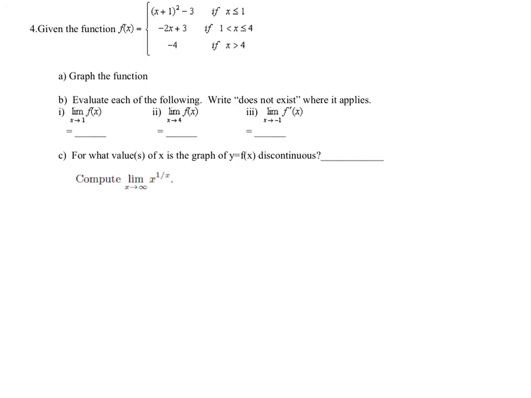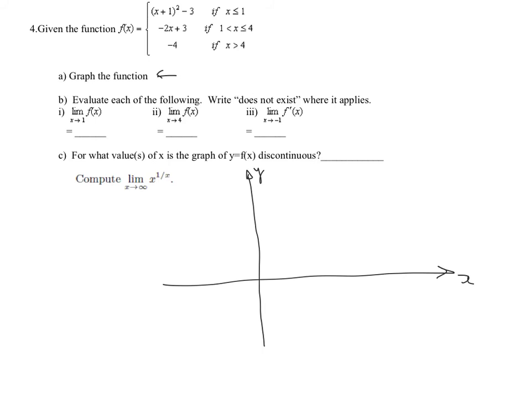The next question says that f of x is equal to (x plus 1) squared minus 3 if x is less than or equal to 1, negative 2x plus 3 if x is between 1 and 4, and negative 4 if x is greater than 4. The first question is to graph the function. To graph the function, I have to graph each section of the function. So this is going to be my x, this is going to be my y.